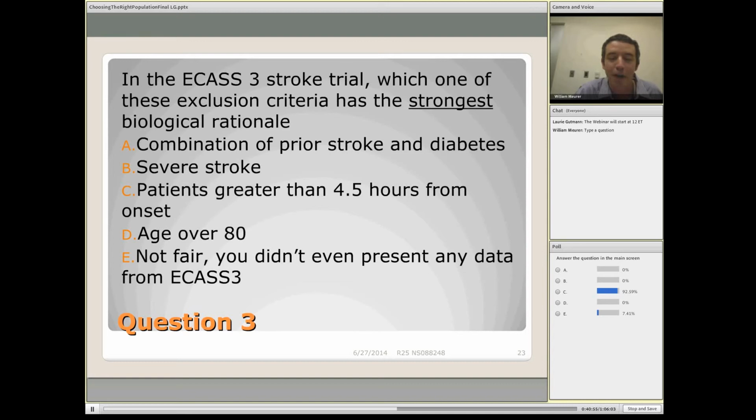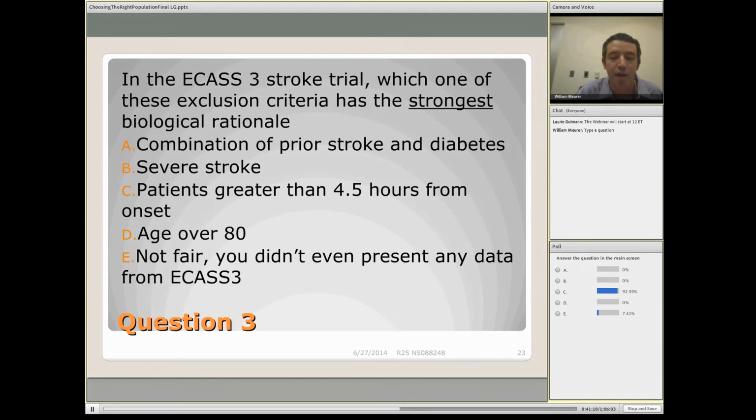But in this worked. I think we got people to one person or a couple people may think it's unfair that I asked about ECAS-3, but as you can see, excluding patients after 4.5 hours from onset has the strongest biological rationale. Combination of prior stroke and diabetes was mainly an epidemiologic epiphenomenon, in that those patients really didn't do well. So that was related to prognosis, not necessarily lack of treatment effect.